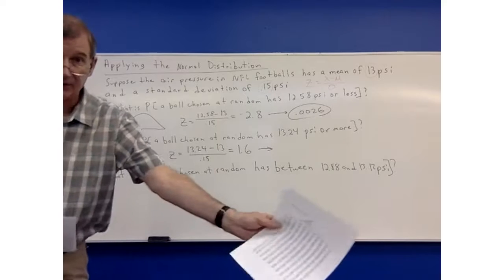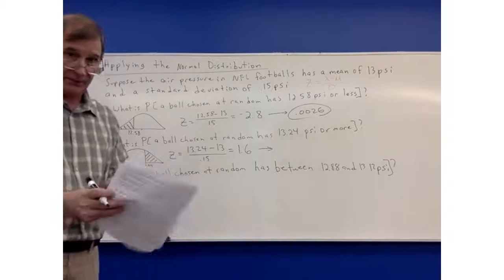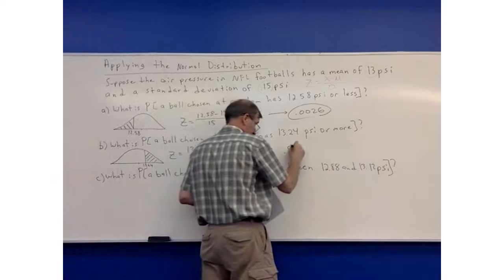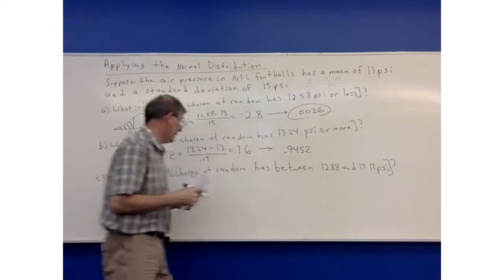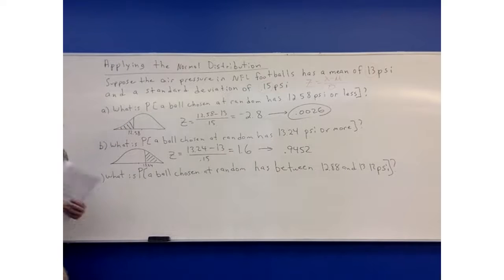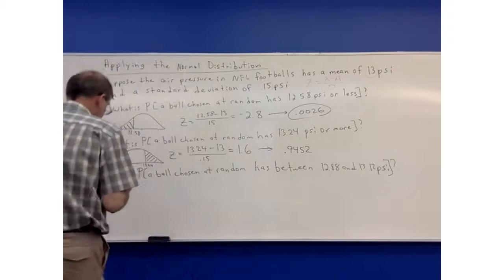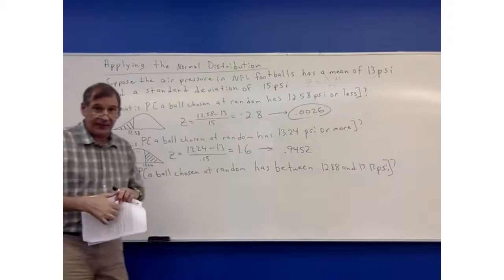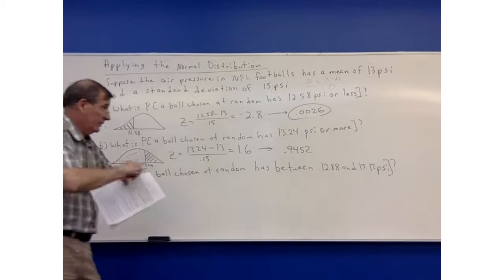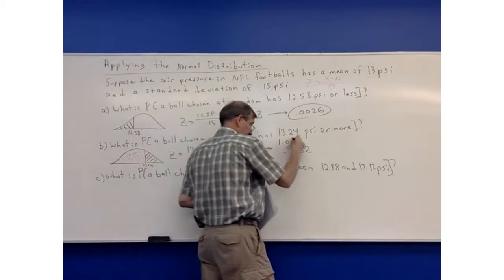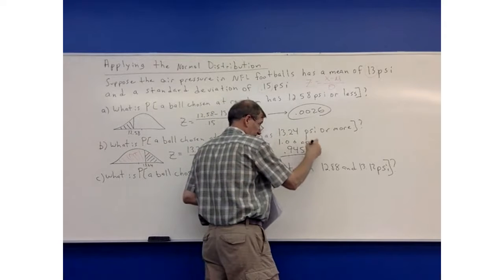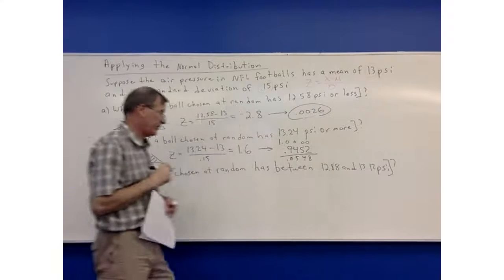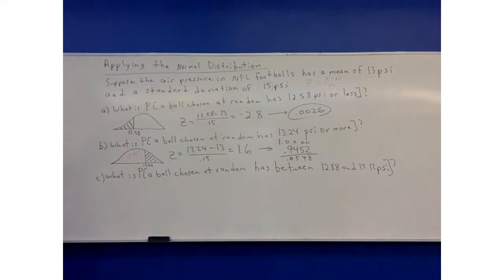Now, you look up on your Z table what 1.6 is, and you get 0.9452. But if you remember, that 0.9452 represents the area to the left of 13.24. It represents the red area here. We're not interested in the red area. We want the black area. So we subtract from 1. Well, 10 minus 2 is 8, 9 minus 5 is 4, 9 minus 4 is 5. Well, that happens 5% of the time. 0.0548. Not very often.